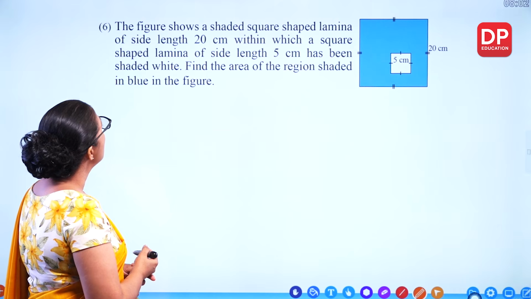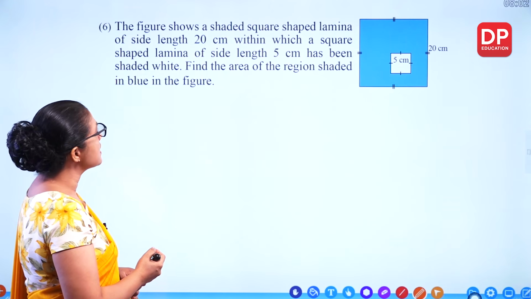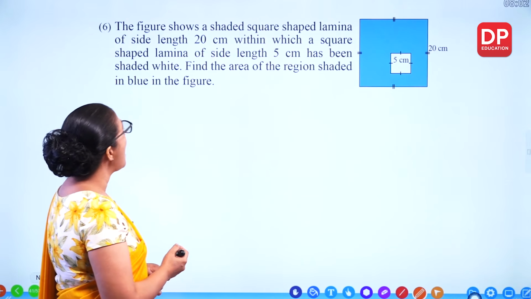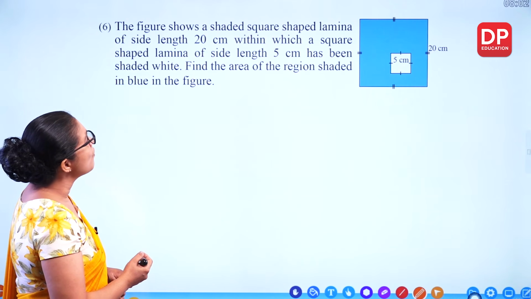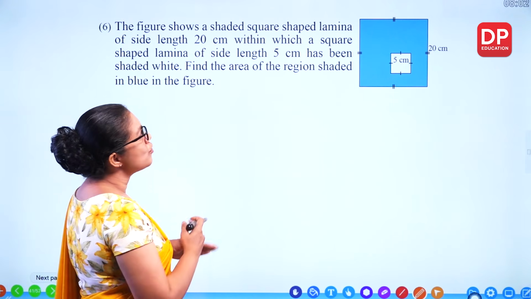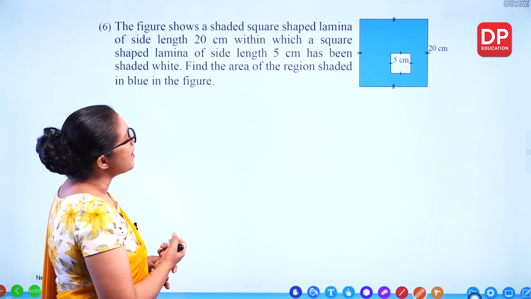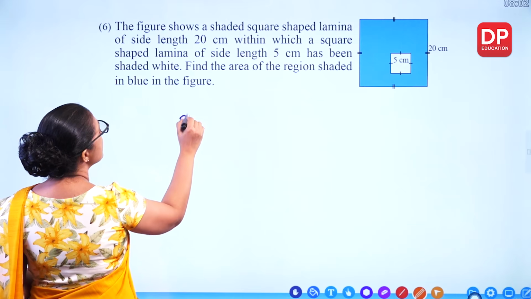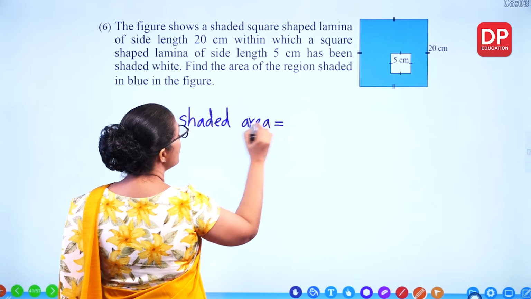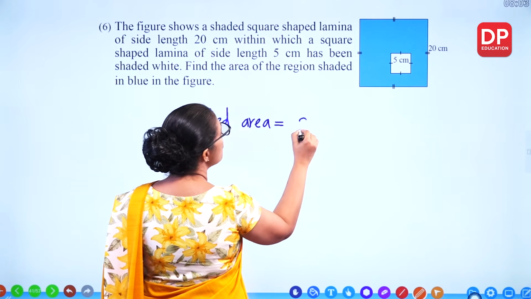Question number 6. The figure shows a shaded square-shaped lamina of side length 20 centimeters, within which a square-shaped lamina of side length 5 centimeters has been shaded white. Find the area of the region shaded in blue in the figure. So what we can do is find the total area and subtract the white area. So shaded area is equal to, what's the total area? The big one, length is 20, so 20 times 20.